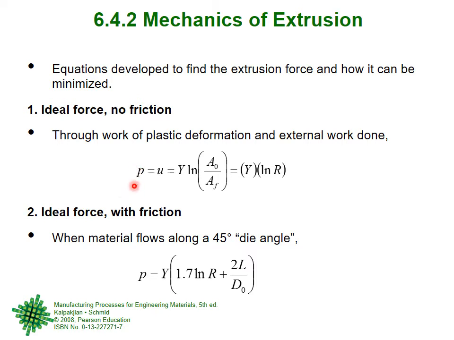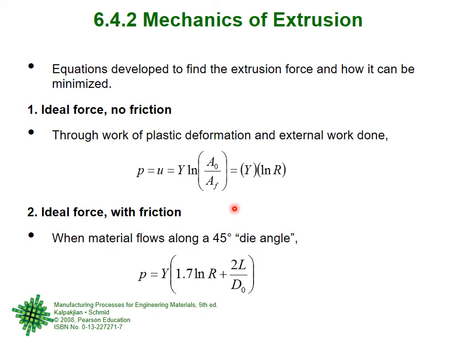So a small p for pressure, a small u for the energy or the work done. Y, you know, is the flow stress, ln A0 upon AF. And we already defined that this A0 upon AF is known as the extrusion ratio. So Y ln R, right? So Y is the flow stress of the material at whatever load we are using it, and R is the extrusion ratio. So you can call it R or you can call it A0 upon AF. So under ideal conditions, when there is no friction, this is the pressure or the work done. Ideal force if there is some friction.